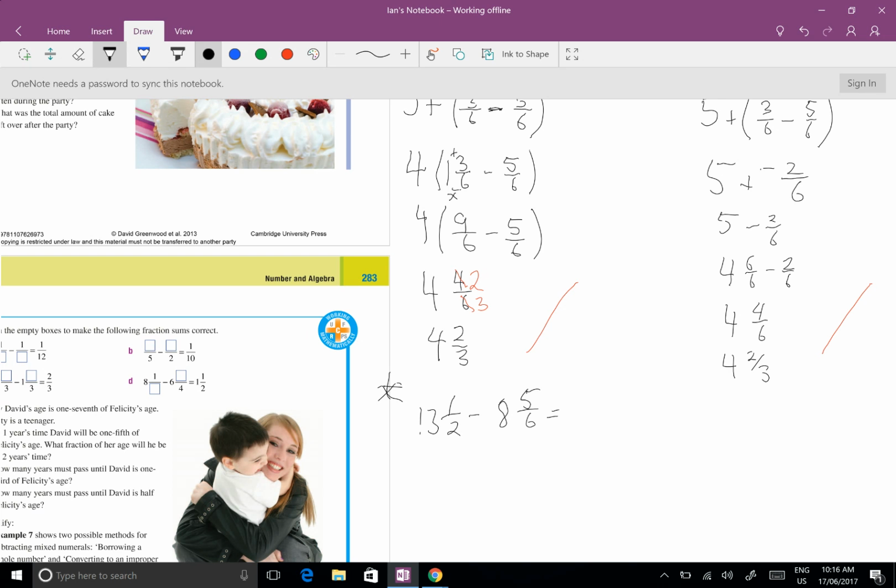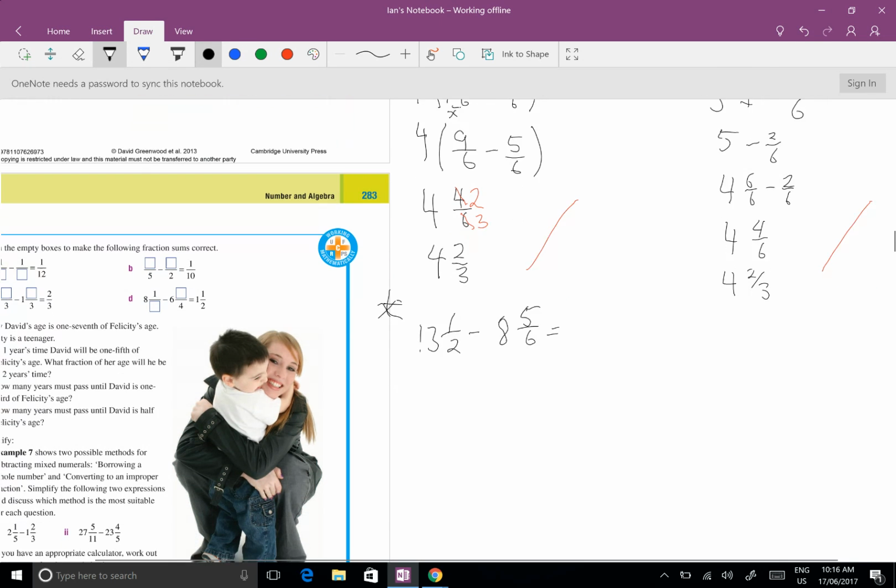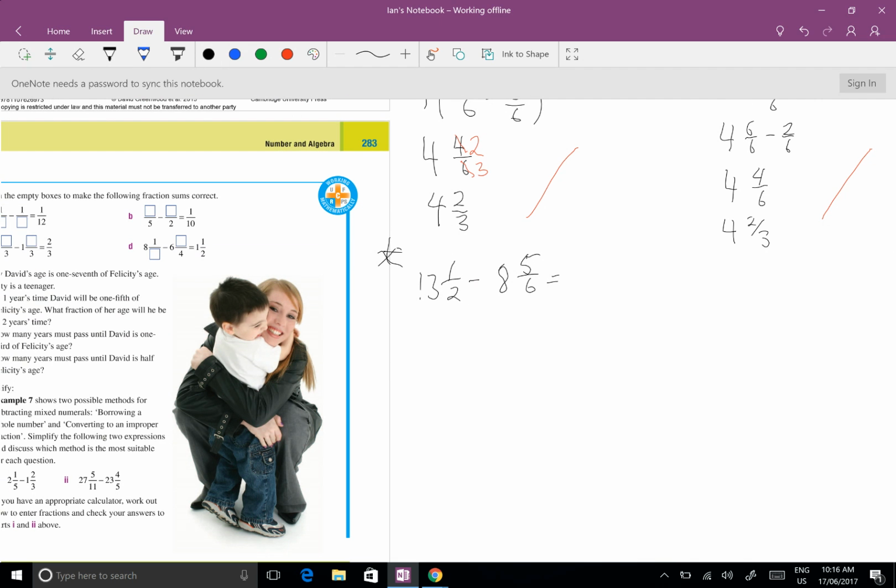Well, let's make improper fractions. So 2 times 13 is 26, plus a 1 is 27. 27 on 2. You need to be good at multiplication to do this. 6 times 8 plus 5. Well, 6 times 8 is 48. Plus 5 is 53. So you have to be good.